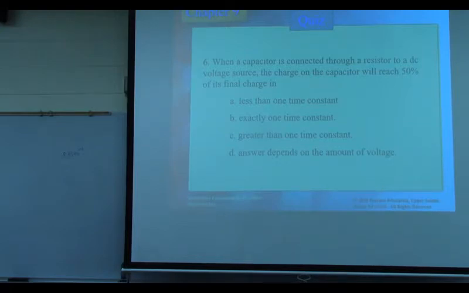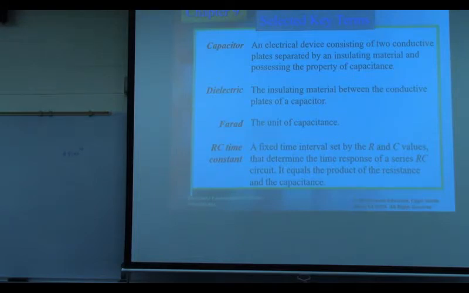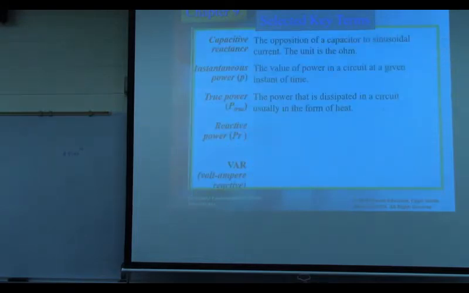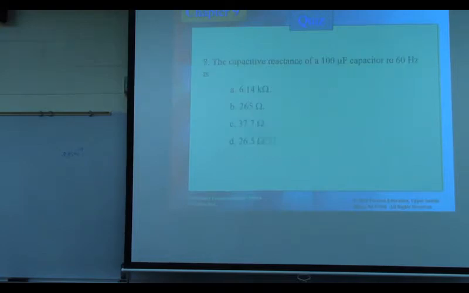When a capacitor is connected through a resistor, this is the RC circuit, so I said we do not discuss this. This one is for the last one, the RC time constant, tau equals R times C. We don't discuss it in this part. When a capacitor is connected in series, same thing. Capacitive reactance is 1 over omega C, but we don't discuss that. For a sine wave, plot the capacitor voltage again. That's too much for this 2-hour class.